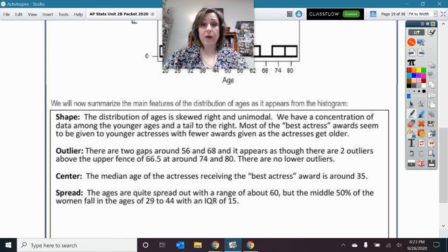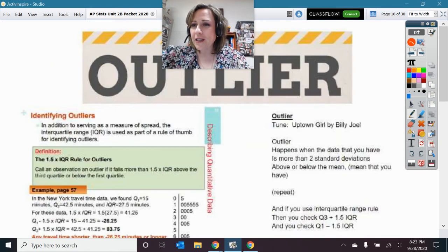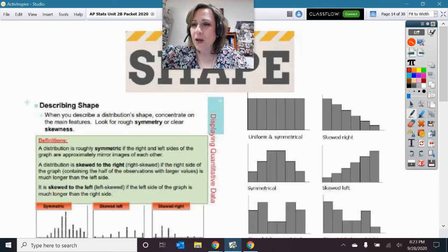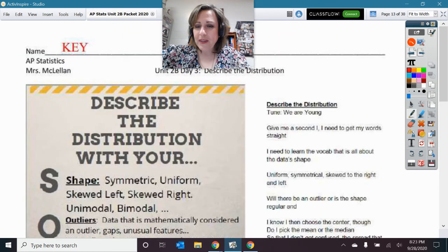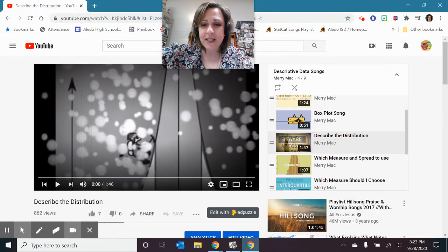All right, now I didn't sing all the songs for you. I didn't describe the first one. Here, describe the distribution. One. I need to get my words straight. I need to learn the vocab. That is all about the data shape: uniform, symmetrical, skewed to the right and the left. Will there be an outlier or is the shape regular? And I know I then choose the center.